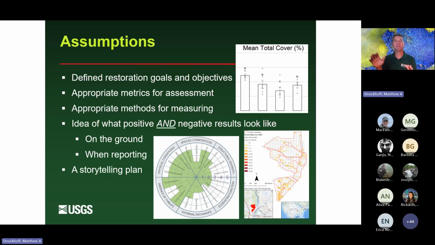And then finally, I would say that we have this effort or this need for a storytelling plan, some sort of vision for how we're going to present information to our audiences wherever they may be. So you could use something like this Society of Ecological Restoration recovery wheel, which is shown bottom center. You might use mapping, like we're going to focus on in this effort, or you might use more traditional comparative analyses and graphing that are used to test for differences between treatments or times, as shown in the upper right.